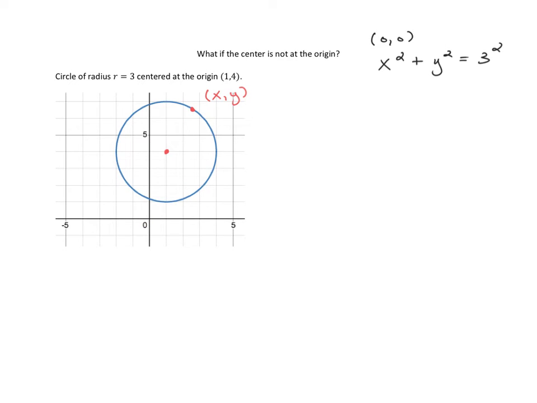We are still going to use the Pythagorean theorem to get the actual equation, and because of this, I'm going to draw in a right triangle. It's just going to be located a little bit different than the previous example. So the only difference here is that the point isn't at 0, 0, but it's here at the center, which is the point 1, 4.